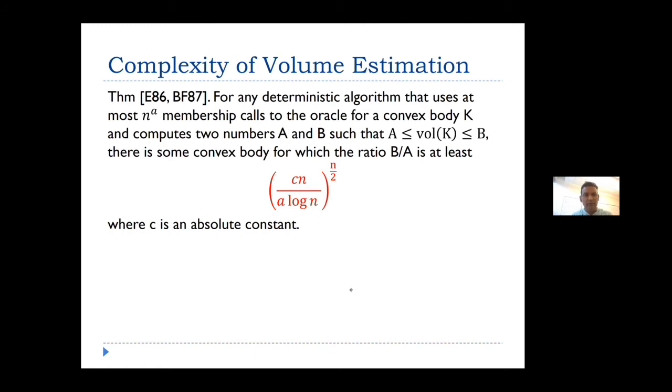In particular, if it's a polynomial algorithm, then a is some constant. So the best possible approximation you can get in polynomial time is n over log n to the power of n over 2. So we're almost matching these simple ellipsoidal approximations.